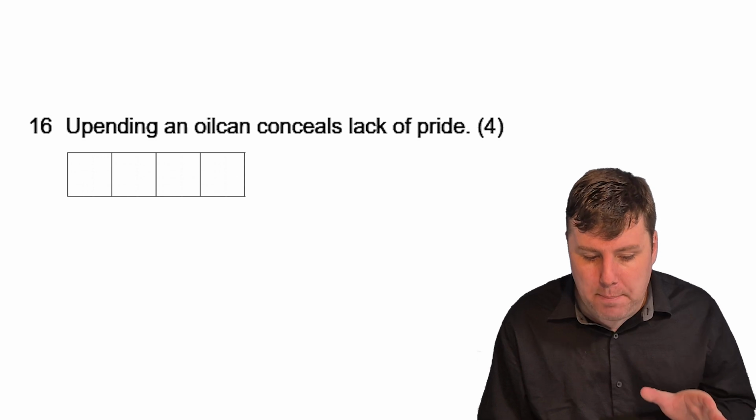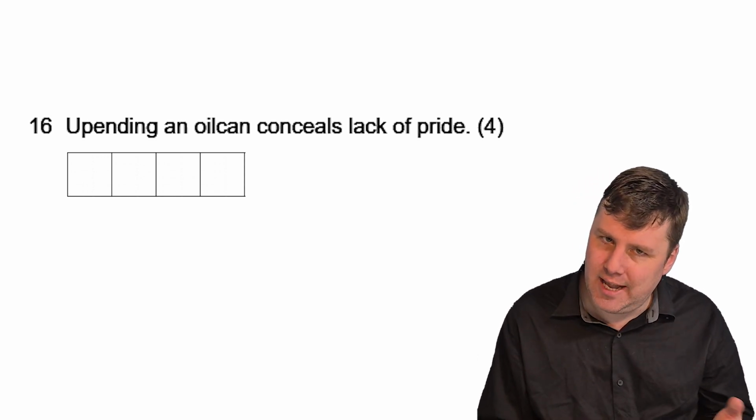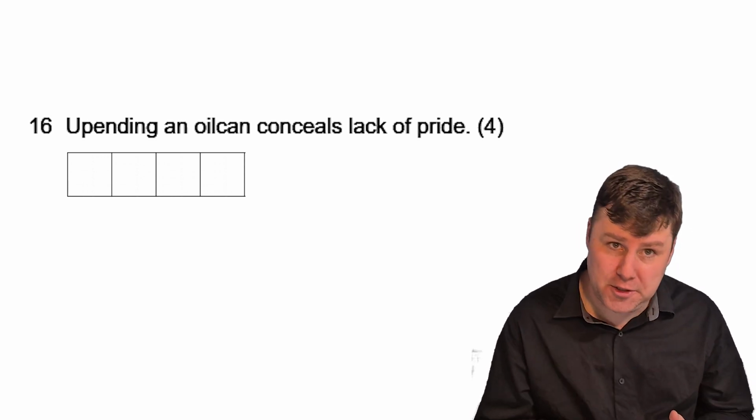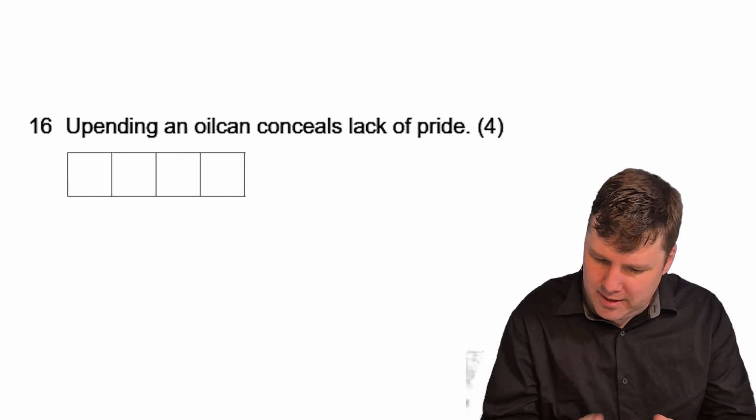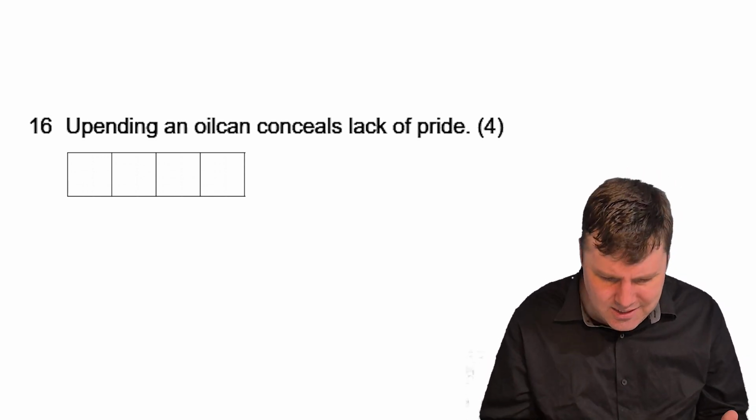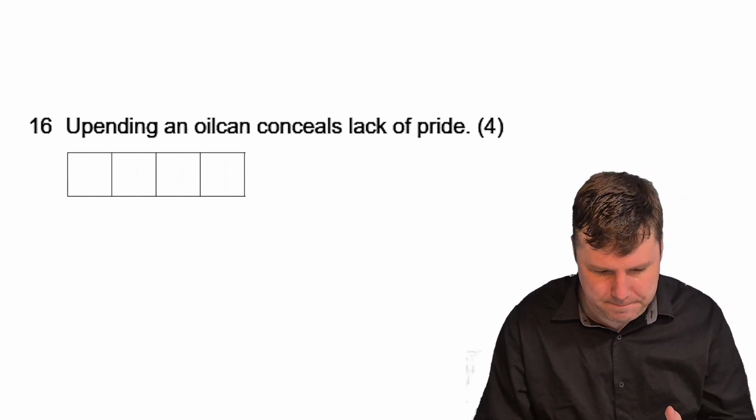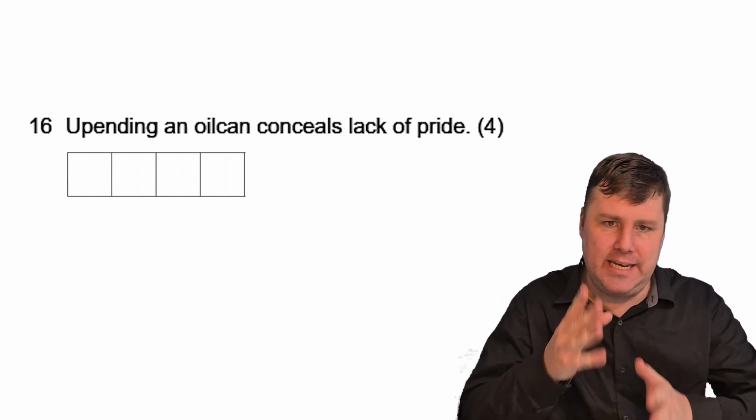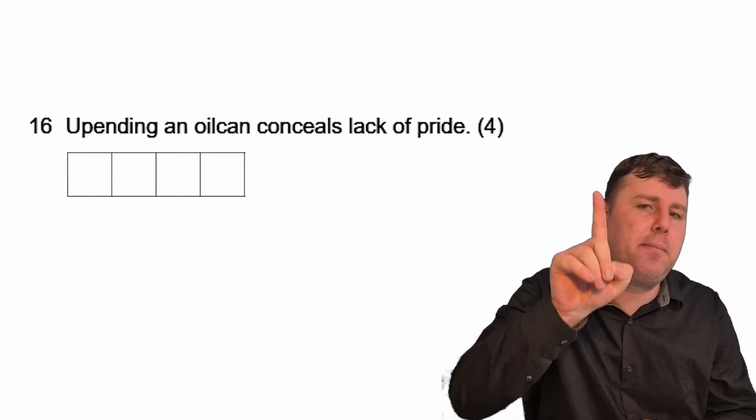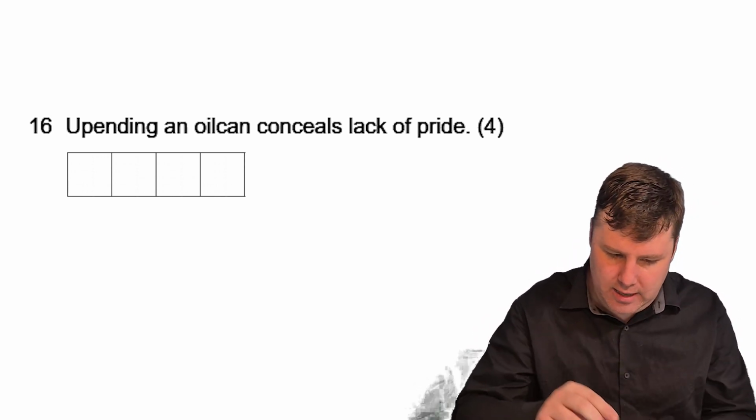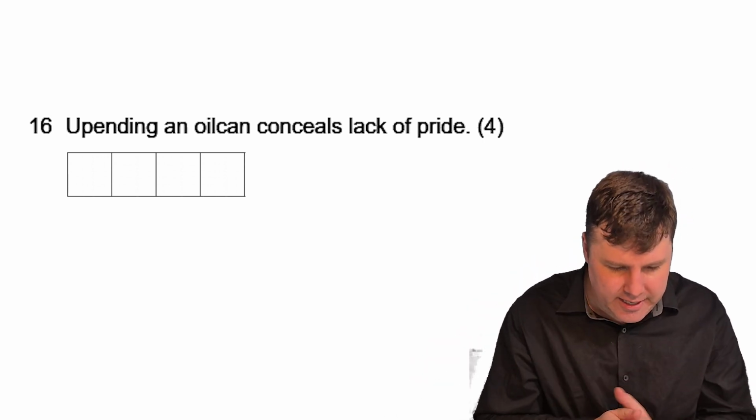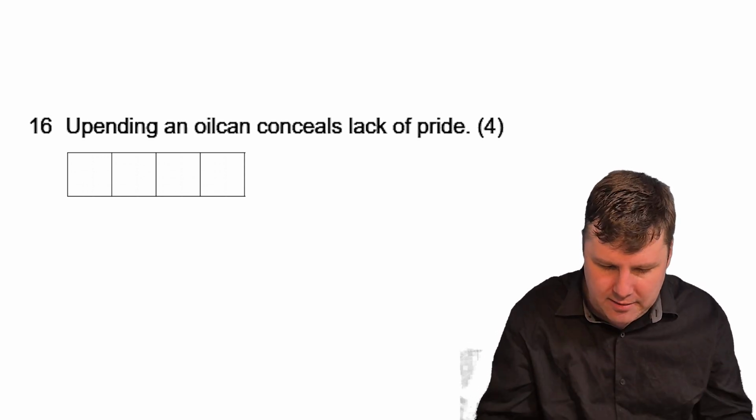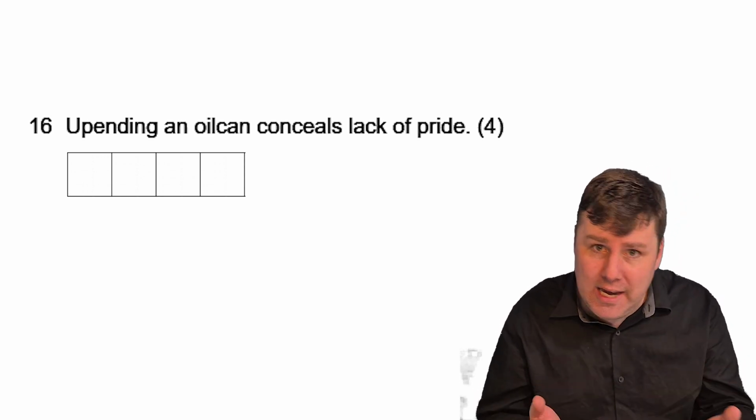16 down. Upending an oil can conceals lack of pride. Now, if you've watched Wizard of Oz, you'll know the oil can is most often associated with the Tin Man. So you might think there's a Tin Man here, but we've only got a 4-letter answer. So something else must be going on in here. Upending an oil can. This is a down clue. So if we're upending the letters, it means the letters are going to be going upwards. So if we write an oil can upwards, they conceal, so those letters will conceal within them a lack of pride.